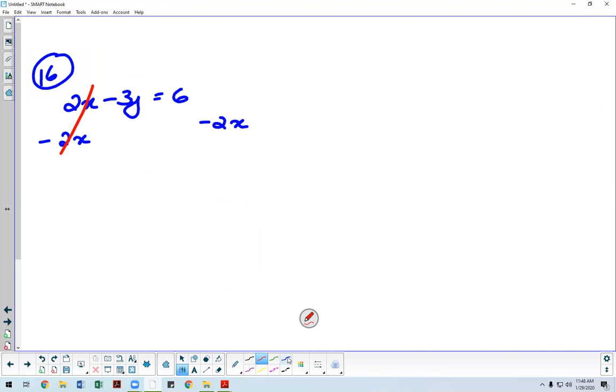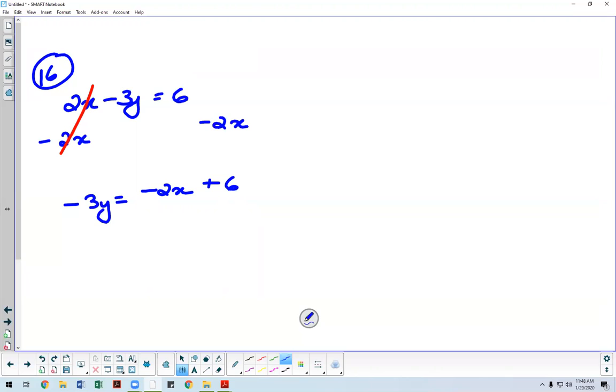So that will leave us behind with negative 3y. We've moved the 2x to the other side, so that became negative 2x. Your 6 is a positive number. It stays positive 6. Okay. Now what would we do? So what would you do?